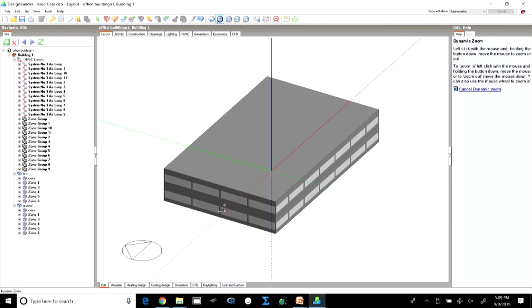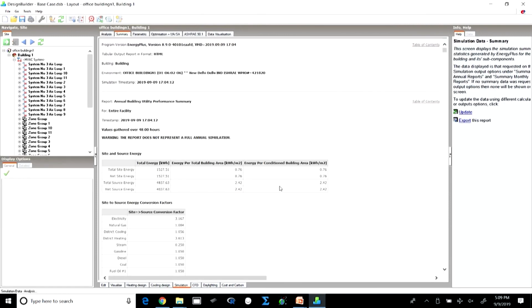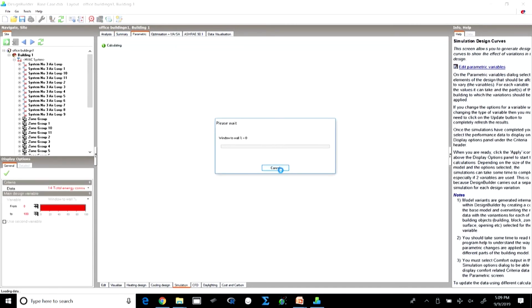Once we have done this, we would have arrived at the base case performance. Another thing we can see in the simulation data is the parametric figure. What this parametric tab, which is a new tab, does is let us vary the design variable. For now, the design variable is window to wall ratio, the percentage. So, it will show from 0 to 100% how the total energy consumption in this building would vary if the window wall ratio was to be varied.